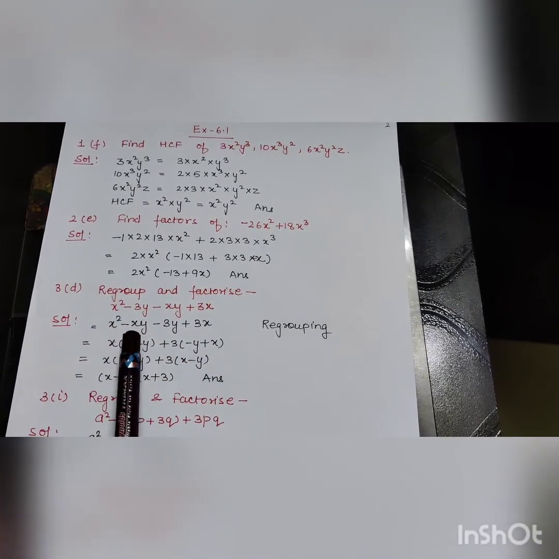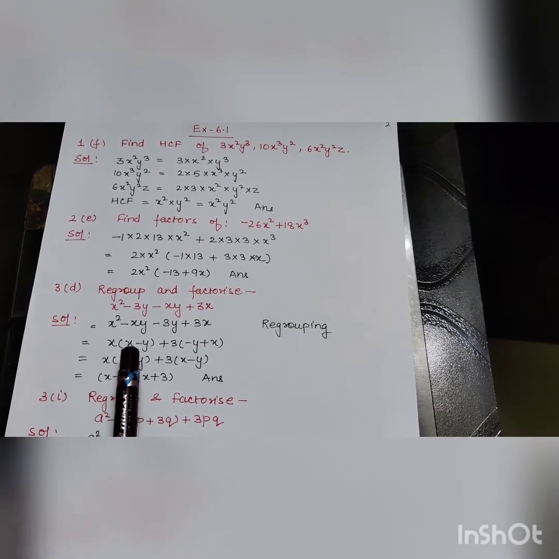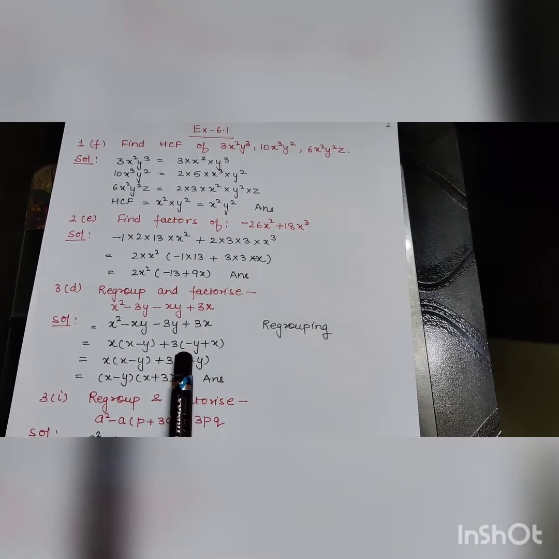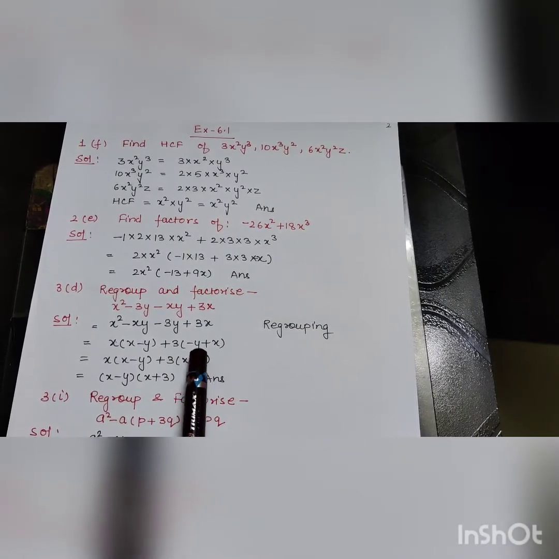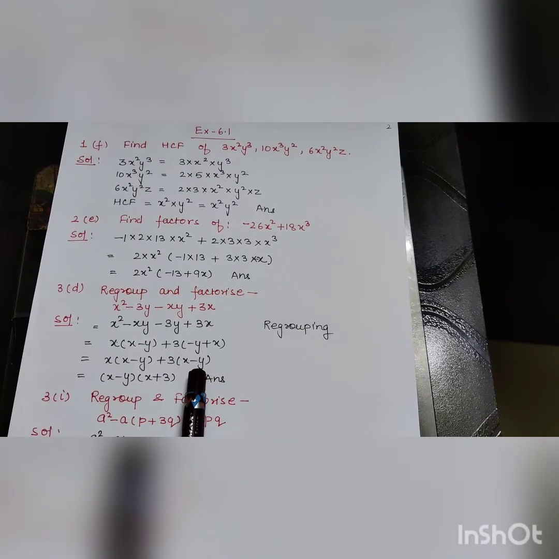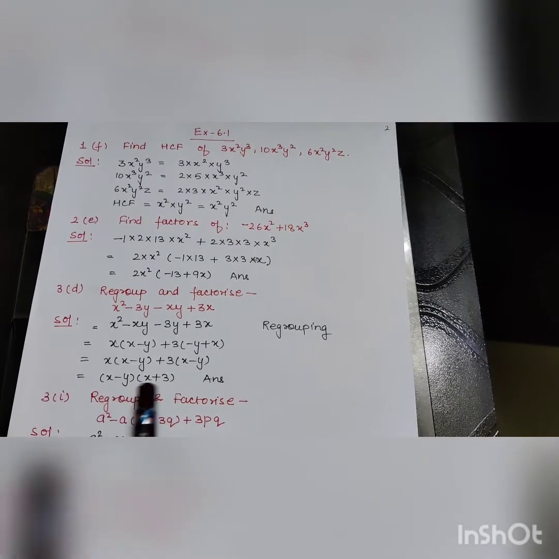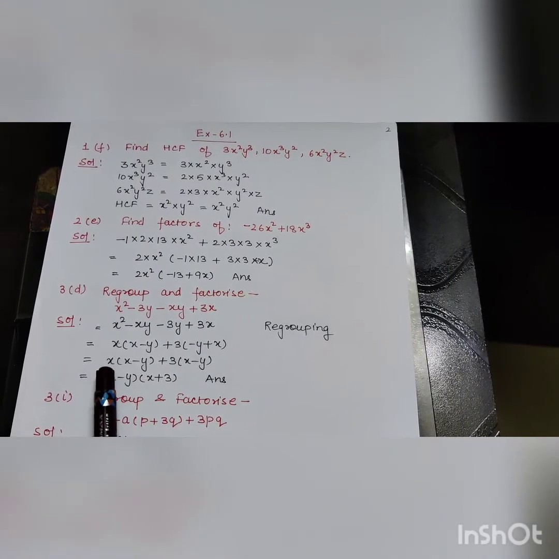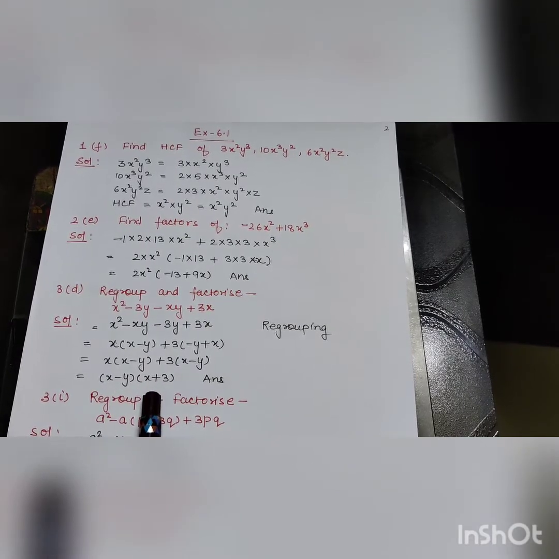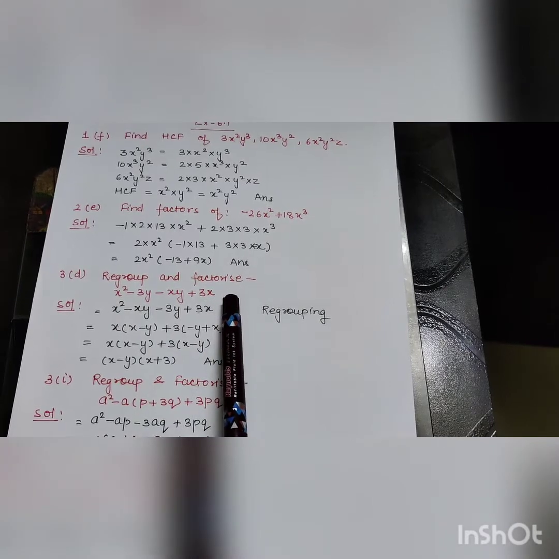What is common in these two? X is common. After taking x common, what is left? X minus y inside the bracket. In these two, 3 is common. What is left inside the bracket? Minus y plus x, which can be written as x minus y over here. Taking x minus y common in both of them, what is left? X plus 3 is left. So x minus y into x plus 3 are the factors of this expression.